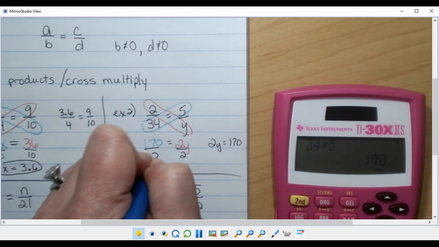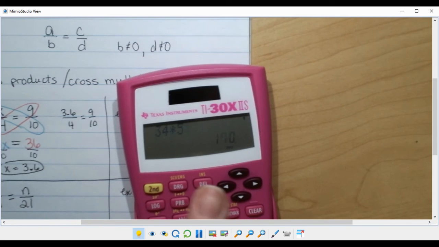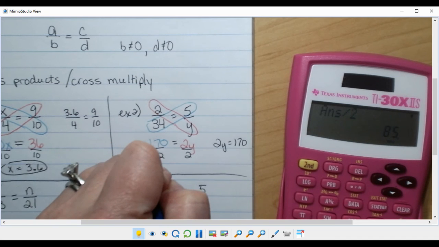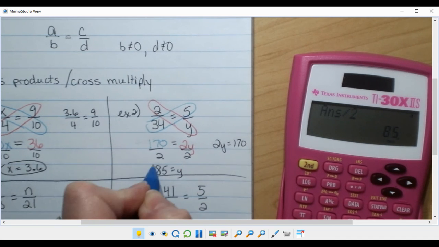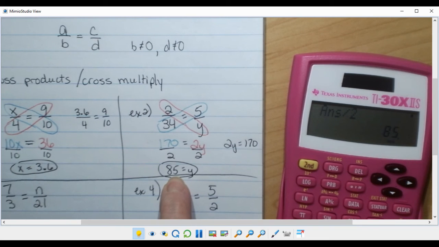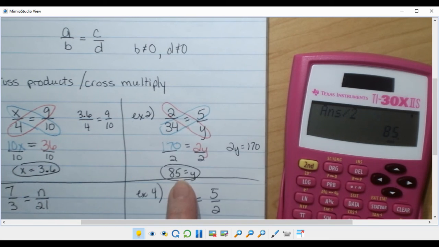So let's do that. Divide by 2, divide by 2. You get 85. So y equals 85, or 85 equals y. That is my answer. I would encourage you to circle it so it doesn't get lost in all this beautiful math work.